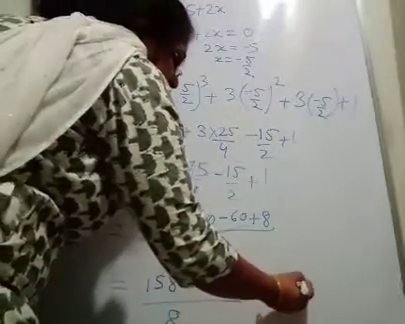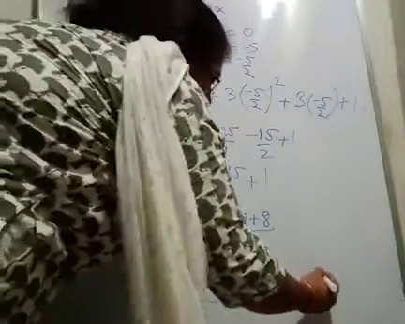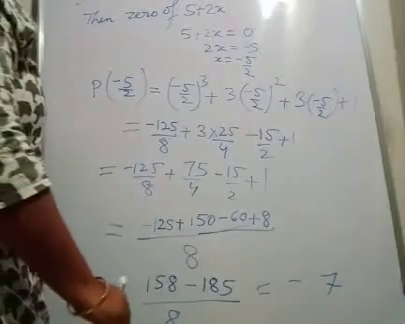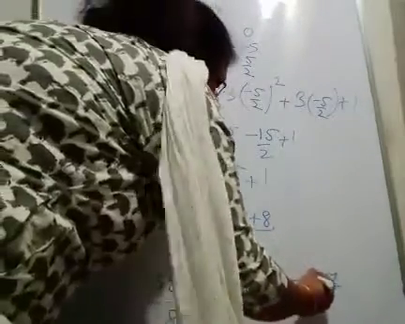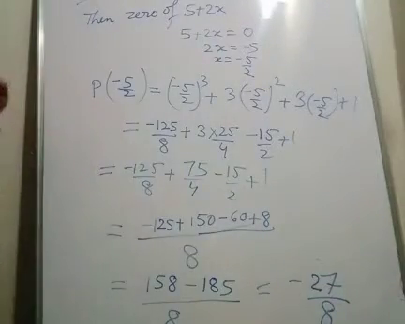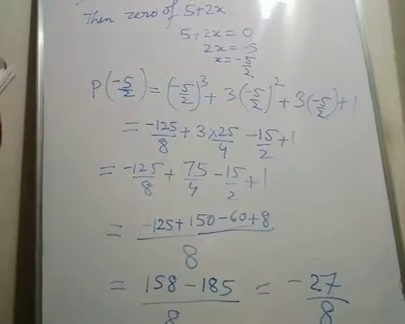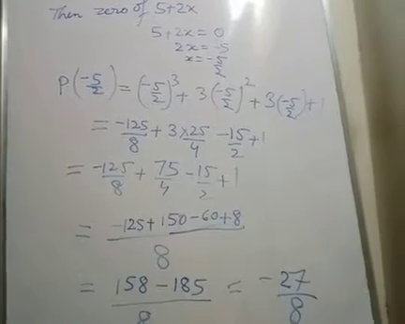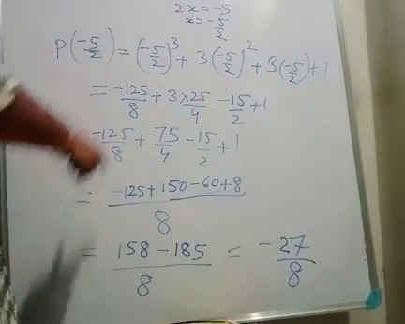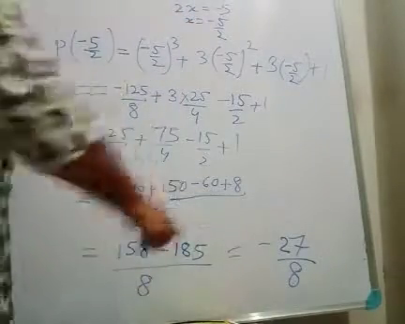minus 185 is greater, so put the minus sign. Now 185 minus 158 will become minus 27 by 8. So here the remainder is minus 27 by 8. Okay students, this is called the factor theorem. Putting the value of x as minus 5 by 2 in this polynomial, we get the remainder minus 27 by 8.